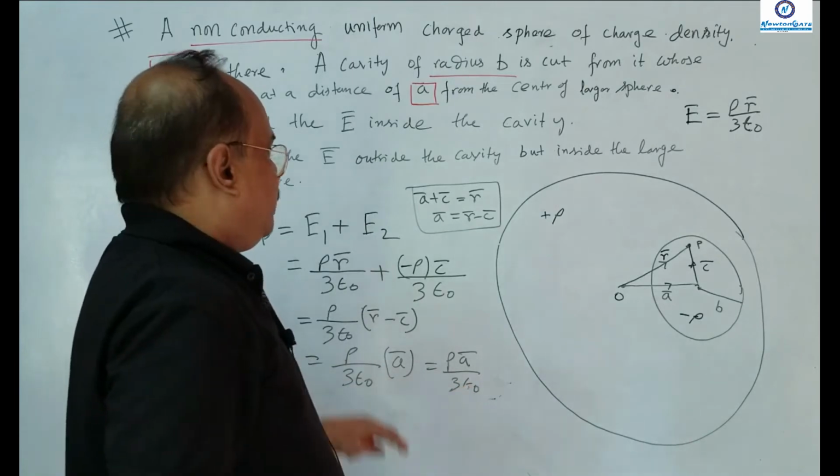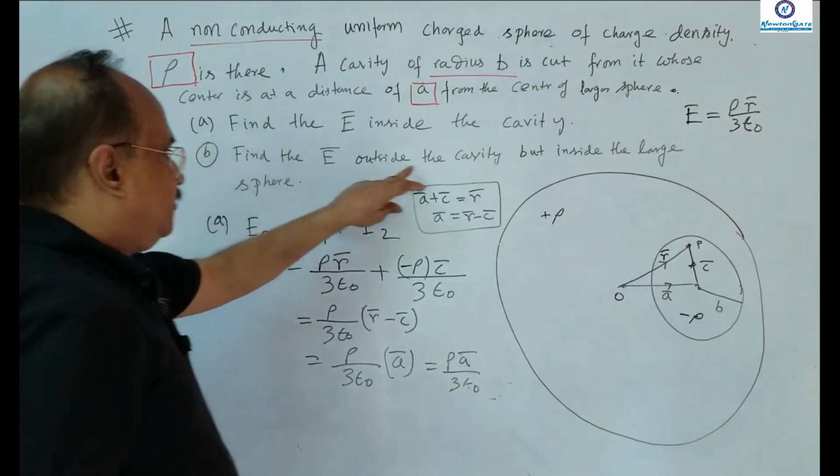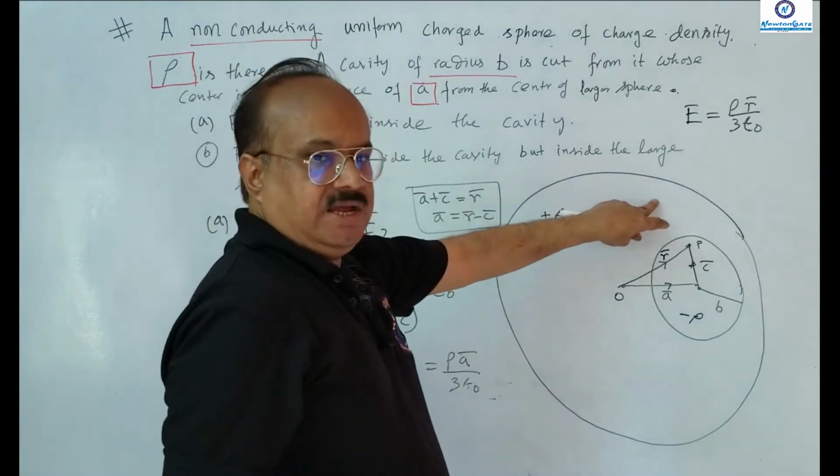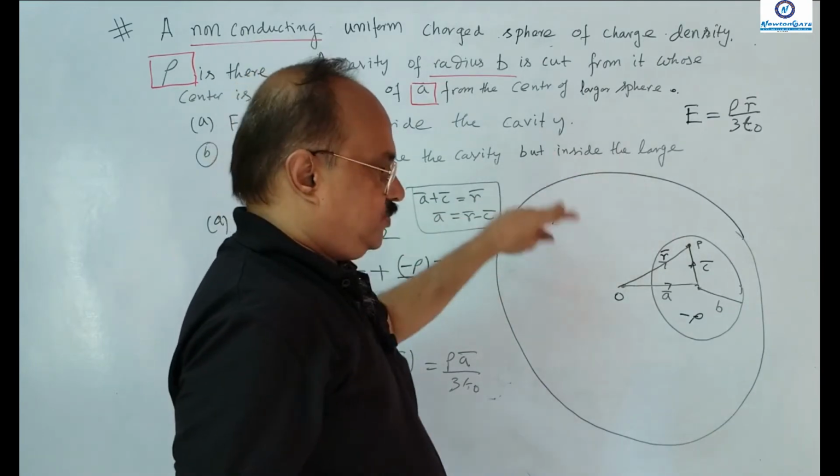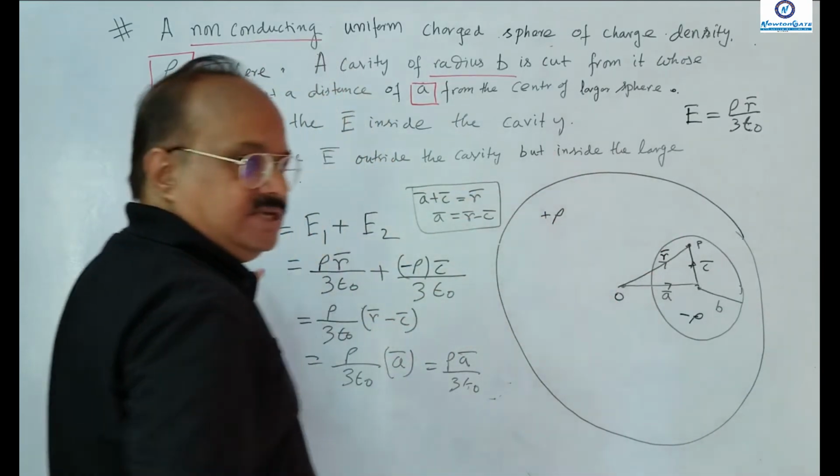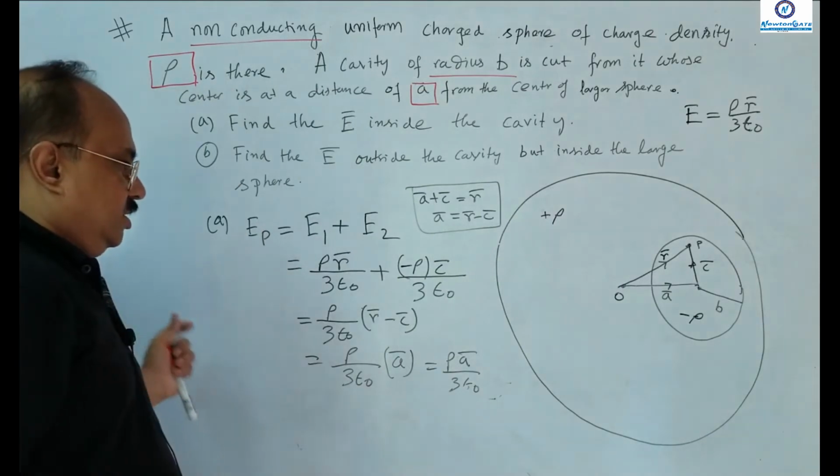That's all. Now what do I have to do? I have to do the next one: find the electric field outside the cavity, anywhere here, but inside the larger sphere. For that, I have to erase this. So please take a screenshot of it.